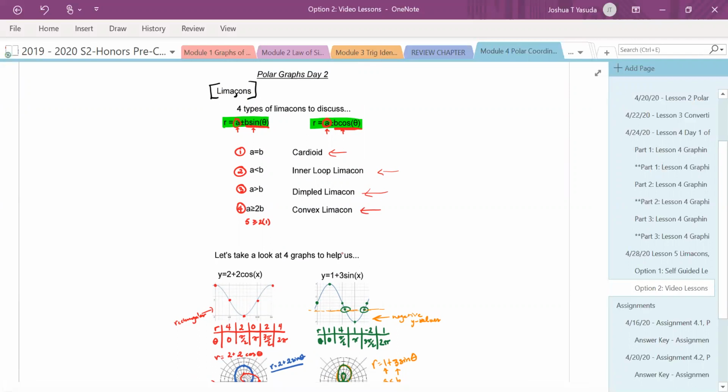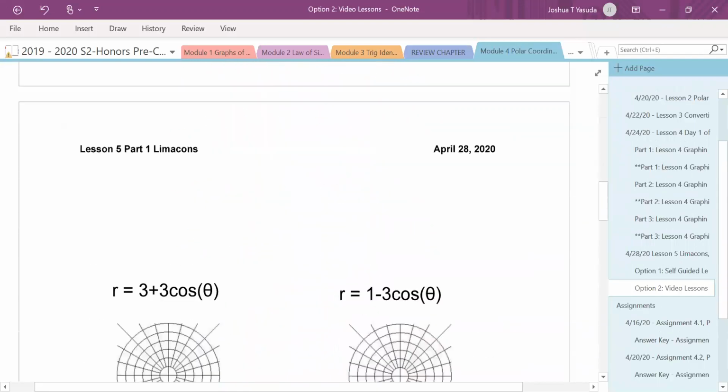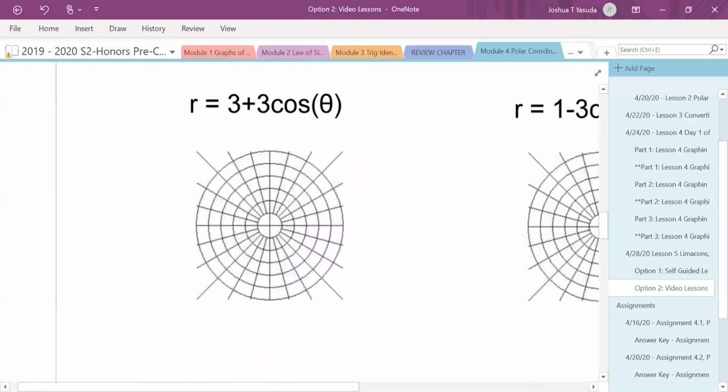Okay, so I'm going to give you some quick pointers on how to graph these pretty easily, and then we'll go from there. First things first, you should answer the question, what is it? So that we know what it is. This is going to be A, and this is going to be B. They're the same, so we're going to call that a cardioid.